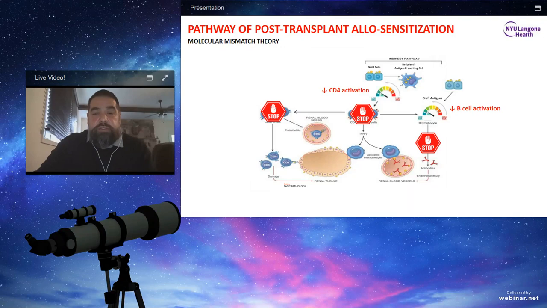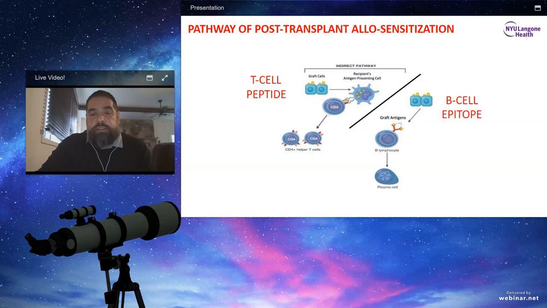So the players in this pathway are the CD4 T cells of the patient and the B cells of the patient.